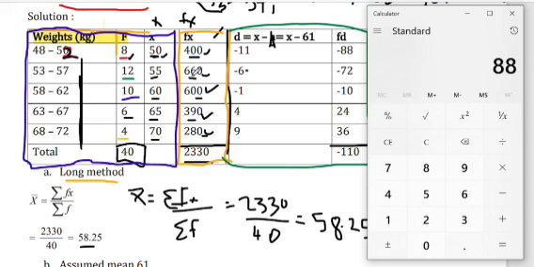Then I'll have 12 times minus 6. 12 times 6 is 72, so minus 72. 10 times minus 1 is minus 10. 6 times 4 is 24. 4 times 9 is 36. Then you now add everything together.